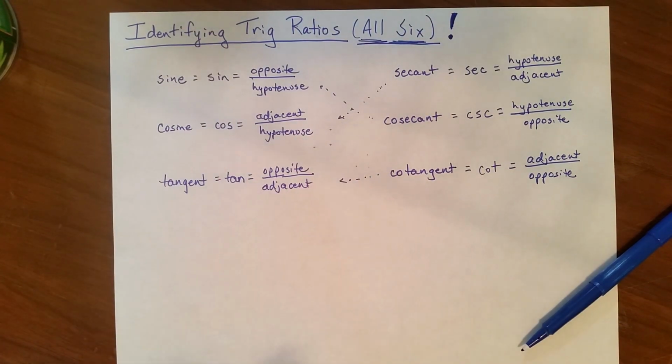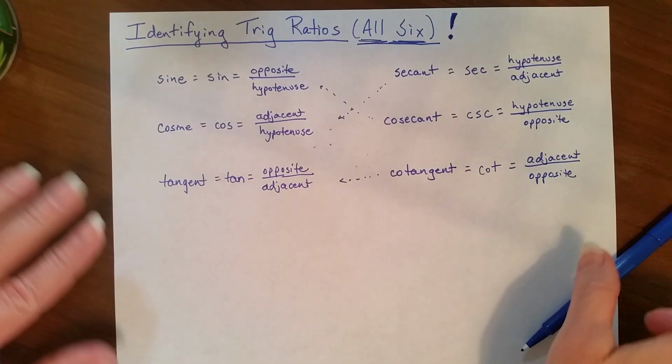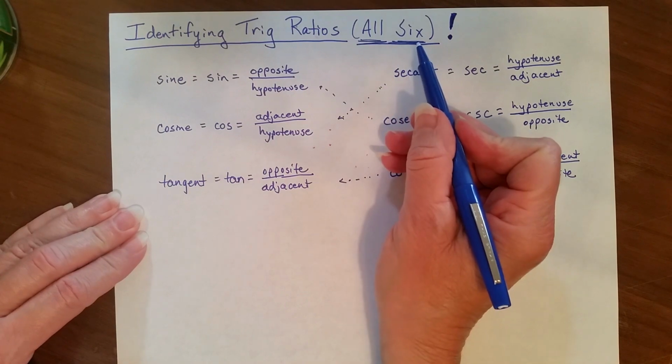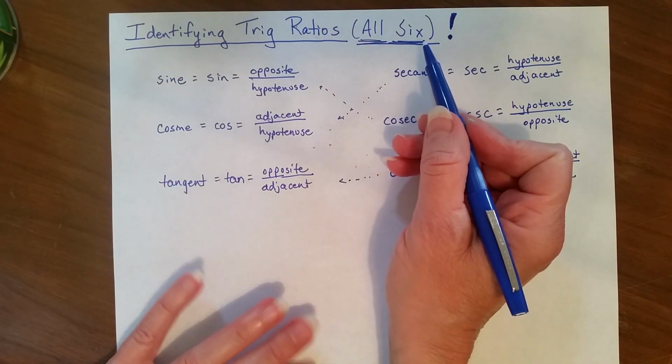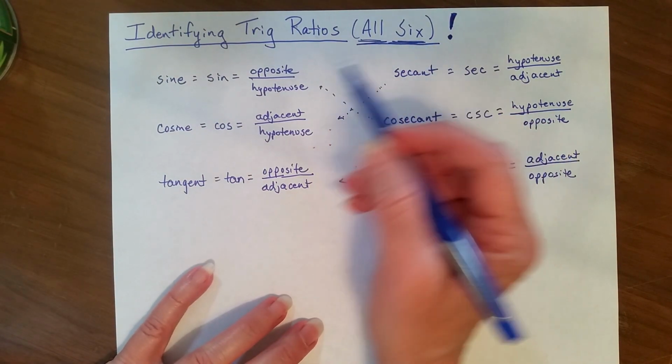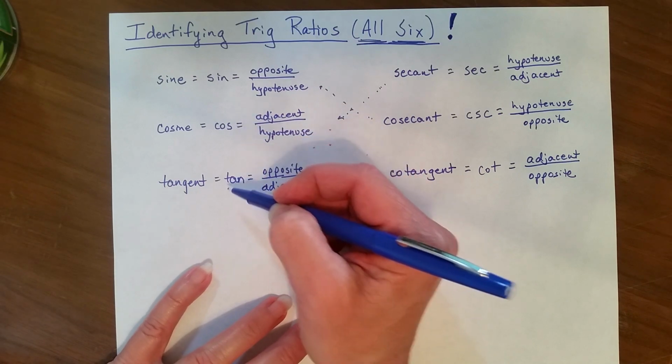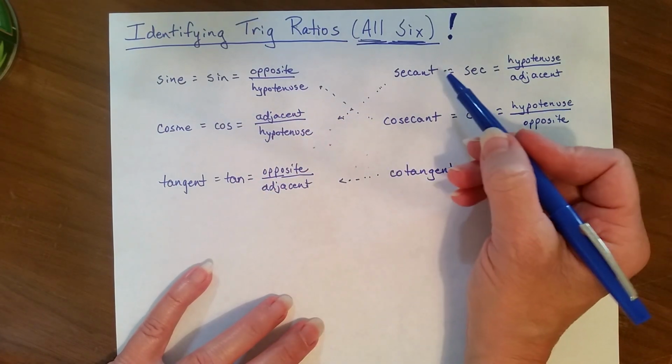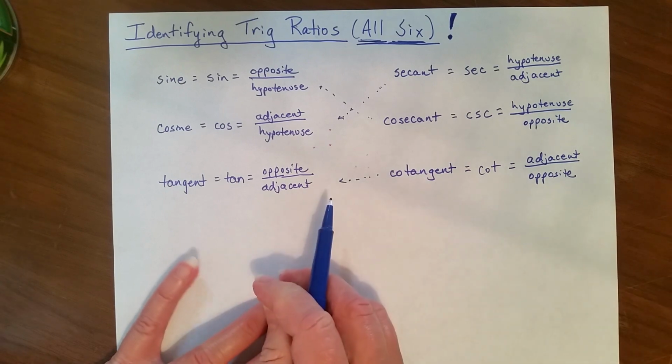Okay, hello everybody. What we're going to do today is identify trig ratios, and you can see here in my notes all 6. There are actually 6 trig ratios. We always thought there were 3, the sine, cosine, and tangent. Turns out there are 6. There's also the secant, the cosecant, and the cotangent.